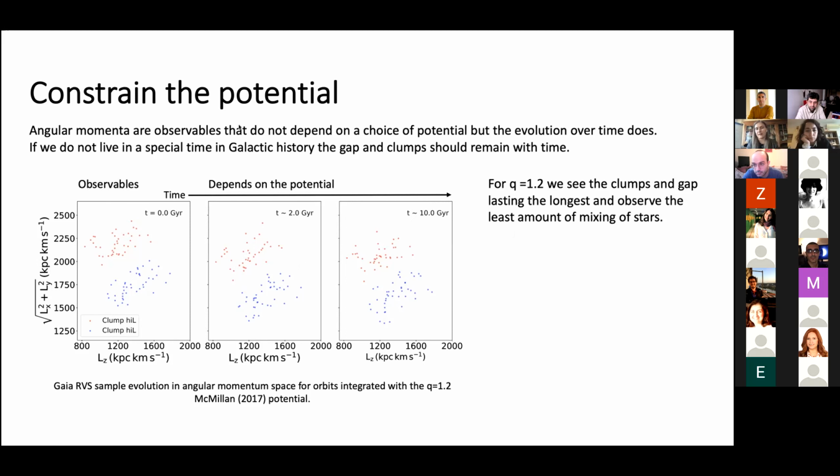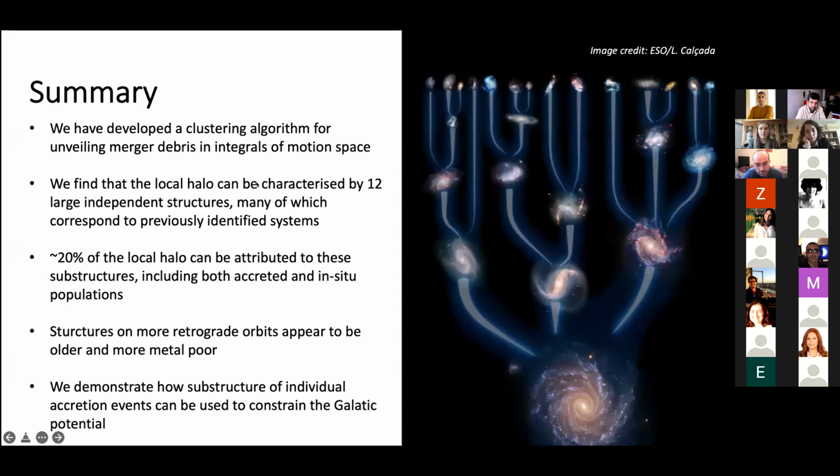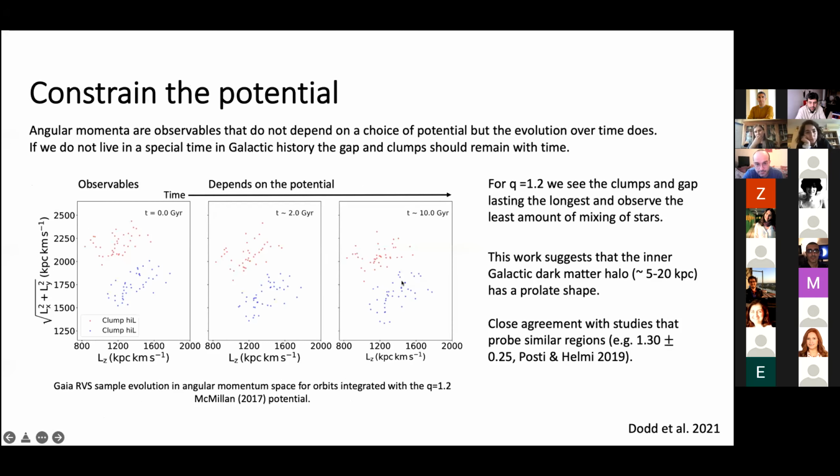So we think that this suggests that the shape of our dark matter halo is slightly prolate with an axis ratio of 1.2, and this agrees with some other studies that have probed similar regions. This is just probing the inner galactic dark matter halo, but it gives us an extra measurement, which is quite nice.